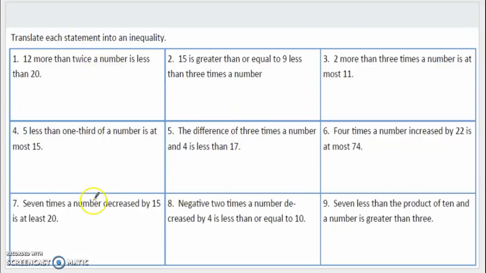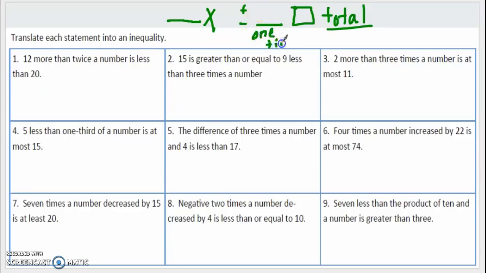Translating each statement into an inequality means that it has to have certain parts to it. Just like an equation, we need our coefficient with our variable plus or minus our one-time value, our inequality, and our total. So this is our one-time, and this is our repeat. The format is still the same.